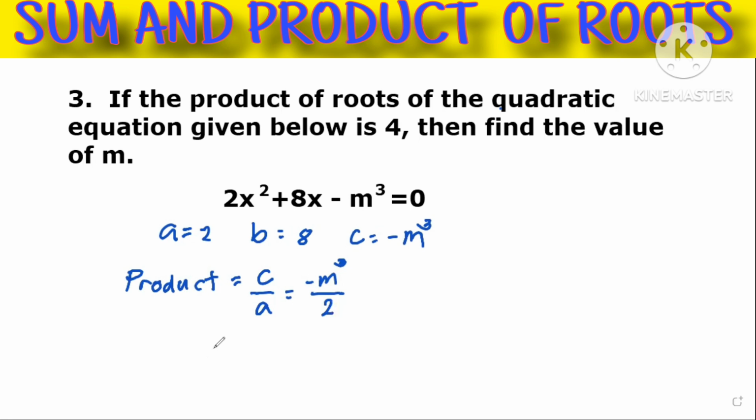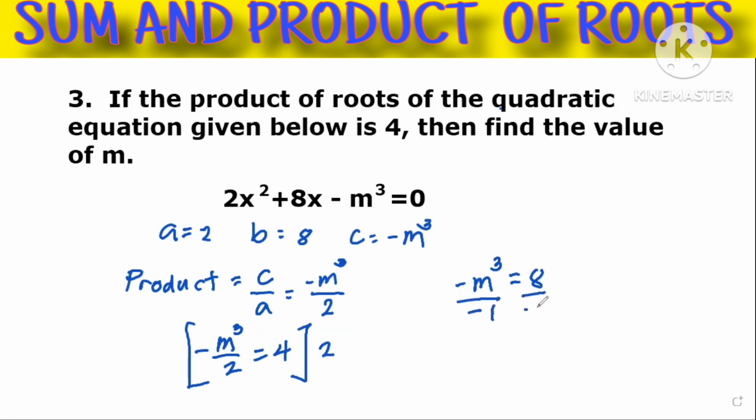But since the product is equal to 4, then we can equate negative M cubed over 2 to 4. Now, multiplying both sides by 2, or you can use cross multiplication, we have negative M cubed is equal to 8. Now, to make M cubed positive, we divide both sides by negative 1. So, M cubed equals negative 8. So, how do you solve for M? If M cubed is negative 8, just take the cube root of both sides.